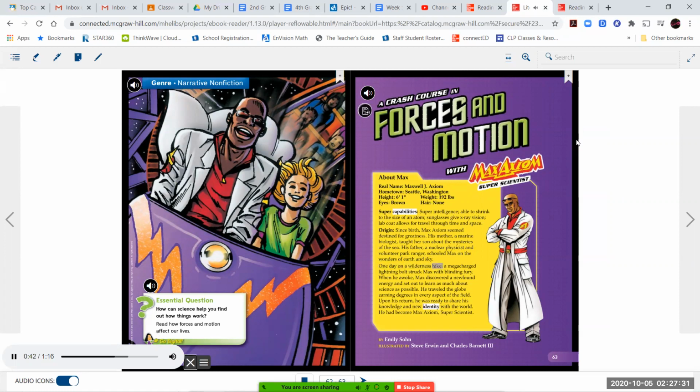One day on a wilderness hike, a mega-charged lightning bolt struck Max with blinding fury. When he awoke, Max discovered a newfound energy and set out to learn as much about science as possible. He traveled the globe, earning degrees in every aspect of the field. Upon his return, he was ready to share his knowledge and new identity with the world. He had become Max Axiom, super scientist. By Emily Sohn. Illustrated by Steve Irwin and Charles Barnett III.